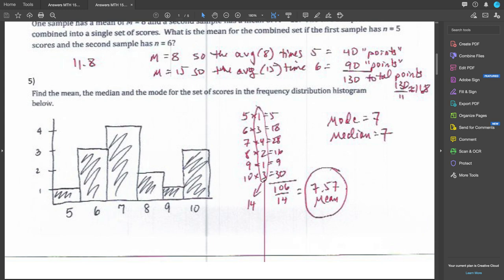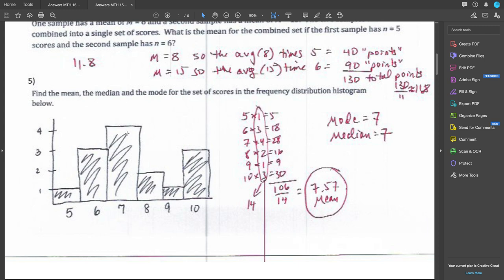That's the average score. It kind of makes sense. 7.57 is near the middle of this. All right, the mode and median are 7. The mode is 7 because the mode is the most frequent or most popular. And the tallest bar is always going to be your mode. There's 4 7s. That's more than anything else. There are 3 6s and 3 10s, but there are 4 7s.